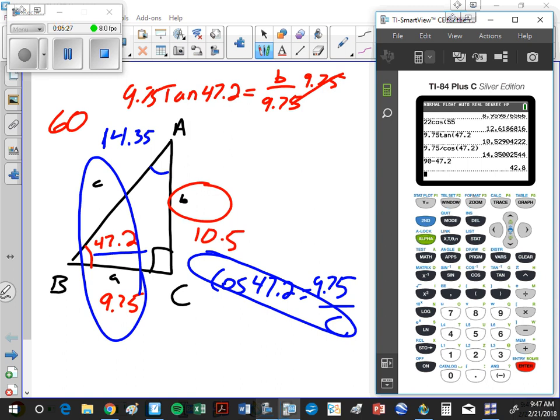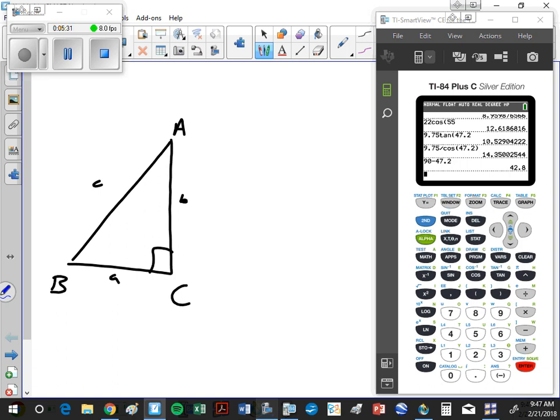Look at number 54. 54 is a little bit different. I have little b is 7.8 and c is 13. What's different about this? I don't have an angle. And right, I want angle B. That's what it's asking for. How would I find angle B?